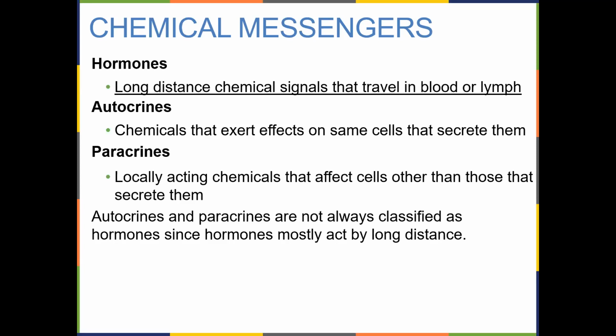A paracrine is another type of messenger that may or may not be considered a hormone. Paracrines are released locally, but they act on other cells. We've got some examples of those here. So they go back and forth every year. Are they hormones or are they not? We know that things like insulin and glucagon and epinephrine and thyroid hormone are all hormones. Whether or not these autocrines and paracrines are hormones, it changes every year.